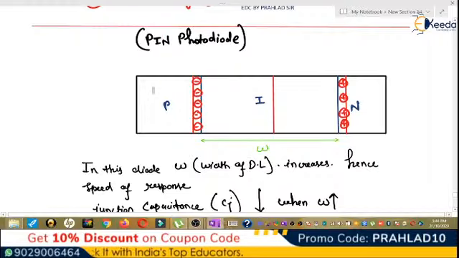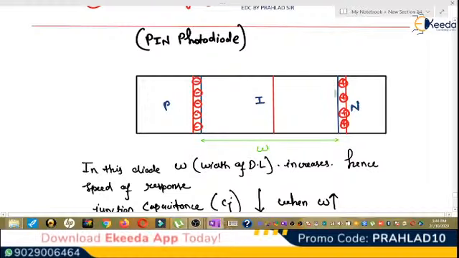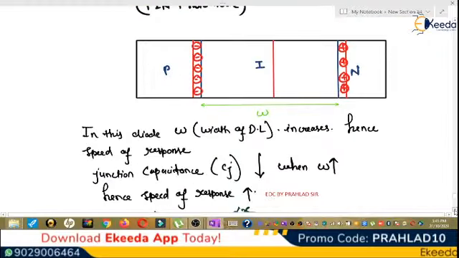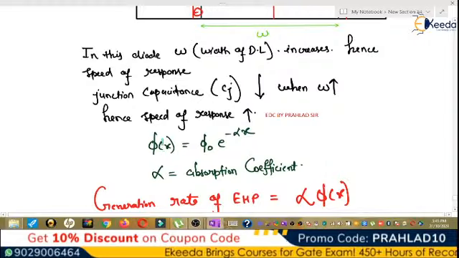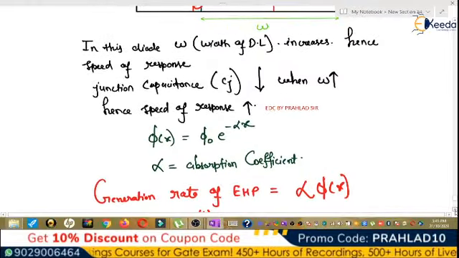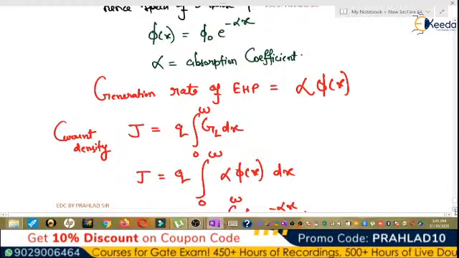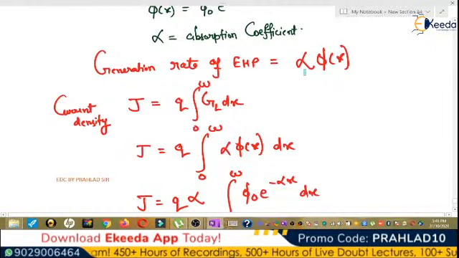Now we talk about the PIN photodiode. Here P-type semiconductor, intrinsic semiconductor and N-type semiconductor are connected. Due to the intrinsic semiconductor, the width of the depletion layer is very high. So in this diode, the width of the depletion layer increases, hence the speed of response also increases. Junction capacitance decreases. When W increases, the speed of response also increases. So phi(x), the photon flux, is phi0 e to the power minus alpha x, where alpha is called the absorption coefficient, and the generation rate of electron hole pairs is alpha phi(x).